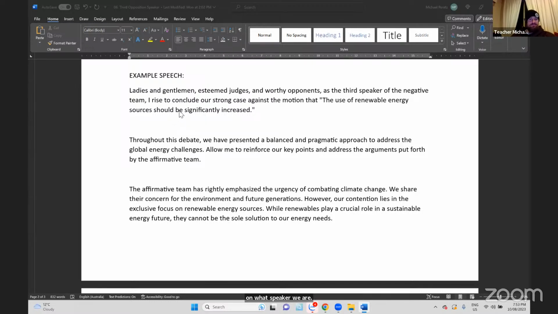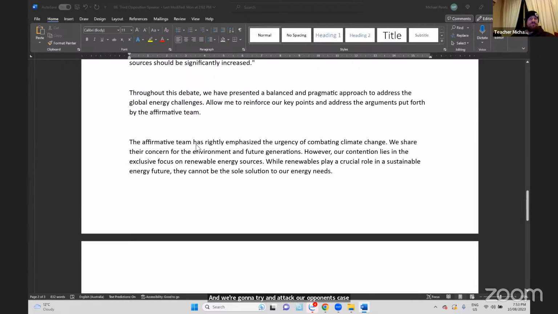Perfect setup. Throughout this debate, we have presented a balanced and pragmatic approach to address the global energy challenges. Allow me to reinforce our key points and address the arguments put forth by the affirmative team. So again, we're making it obvious. We're going to make our case stronger, and we're going to try and attack our opponent's case.